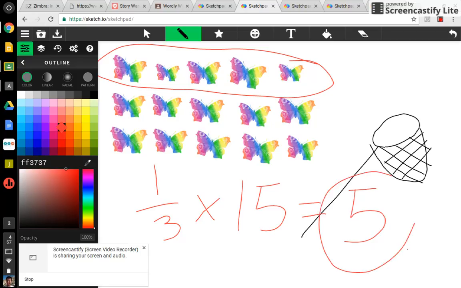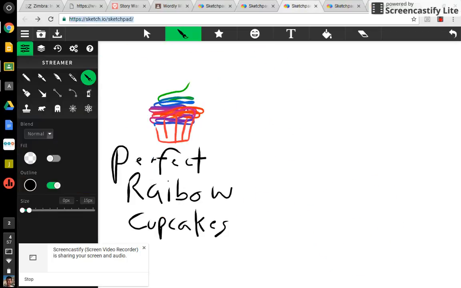All right, so notice when we are looking at a multiplication of fractions problem, our number is getting smaller. Our number of butterflies, our portion of butterflies, is getting smaller. So now let's change gears and let's look at a division with fractions problem.